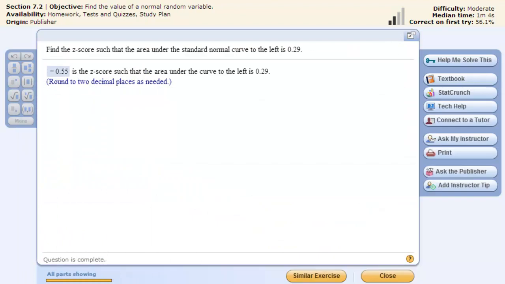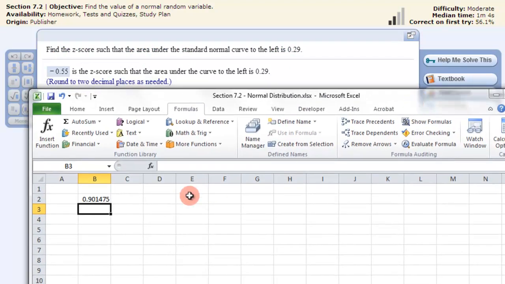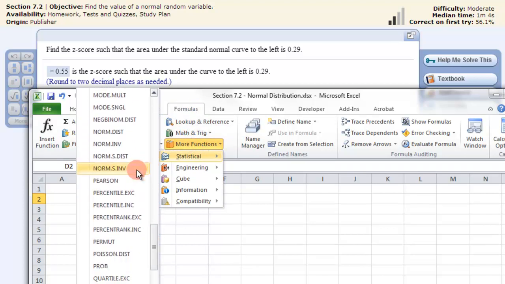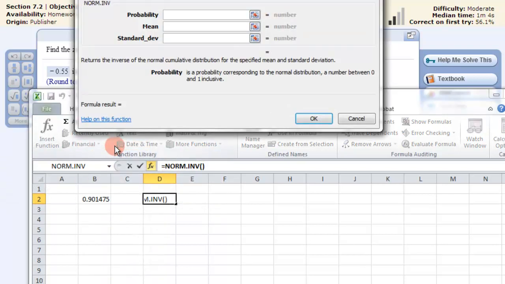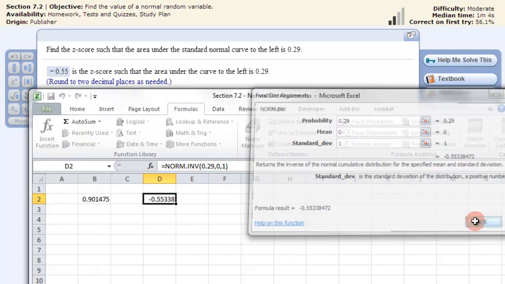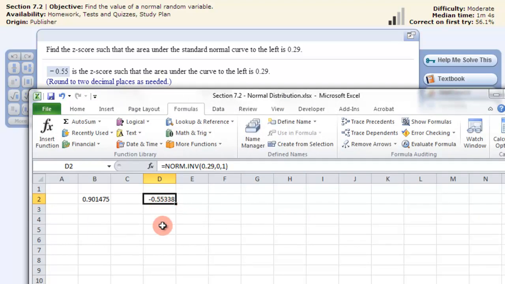Now let's look at another problem. In this problem, we're actually looking for the z-score that has an area to the left of 0.29. So we'll go back to our Excel document, and go again to Formulas, More Functions, Statistical. Of course, you can always use the equals sign and start typing the function. Then we're going to go to Norm Inv, because we want to go the opposite way to get the z-score. We have the probability 0.29, that's the area to the left. Again, since it's a standard normal curve, the mean is always 0 and standard deviation is 1. When I hit enter, it gives me that z-score, -0.55. So that's the z-score for that.